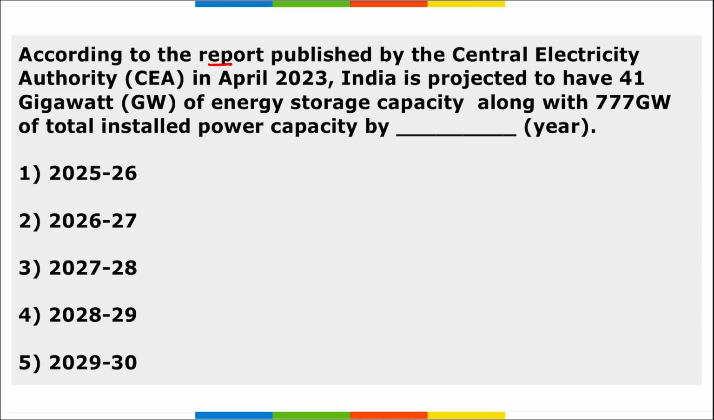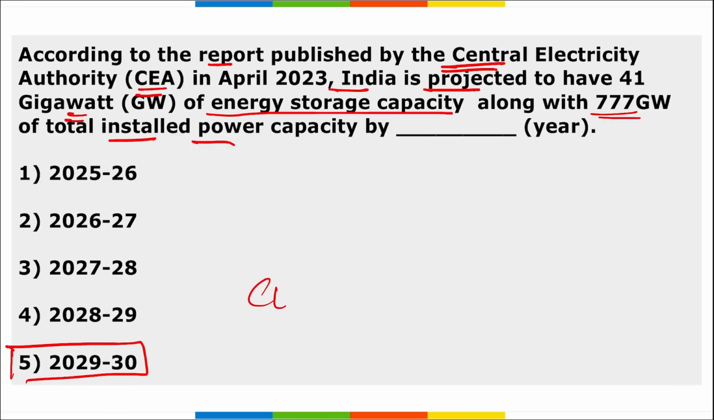Next, according to the report published by the Central Electricity Authority, India is projected to have 41 gigawatt of energy storage capacity along with 777 gigawatt of total installed power capacity by 2029-30. Correct? And the report was prepared by the CEA team that was headed by the Chief Engineer.